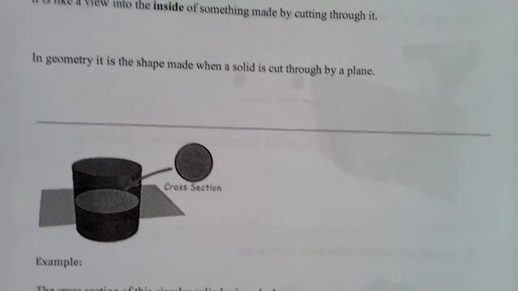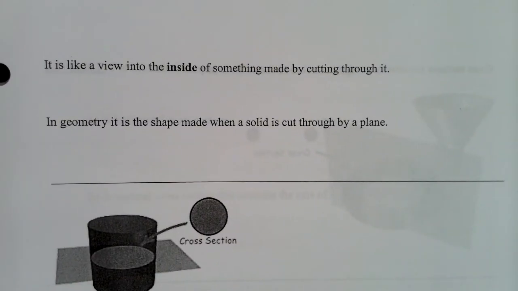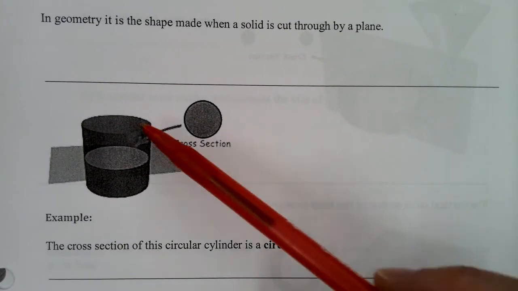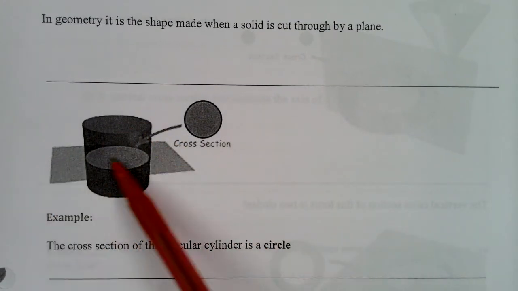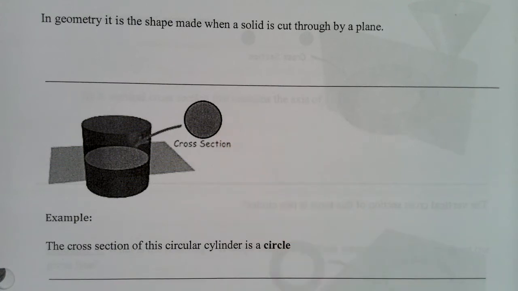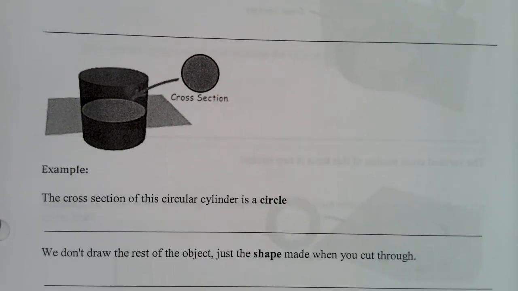Look at another one. A cross section is like a view into the inside of something made by cutting through it. In geometry, it is the shape made when a solid is cut through by a plane. So for example, another one. Let's say we have a cylinder and we cut it horizontally. The cross section is a circle. We don't draw the rest of the object, just the shape made when you cut through.